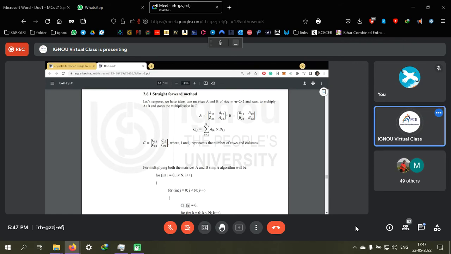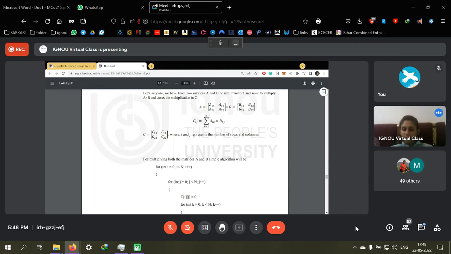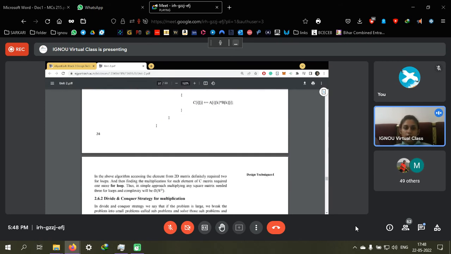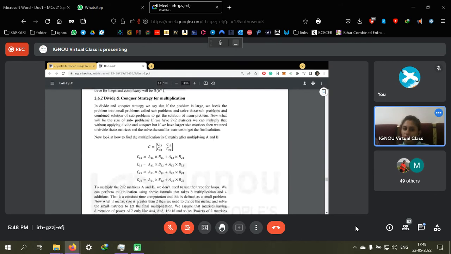So here is a straightforward method. If we want to multiply 2 matrices, we have to multiply this value with all of this, and this value with all of this, and get 2 values here. That means the next matrix, right? So here we have a divide and conquer strategy for multiplication. This was developed by a scientist.